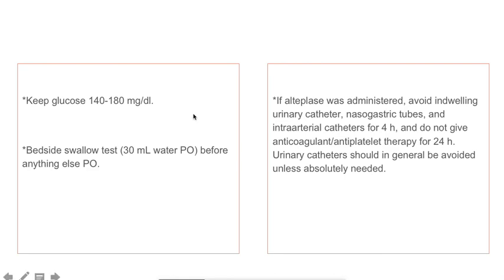Okay, so that's pretty much it, how to approach a patient with an ischemic stroke.